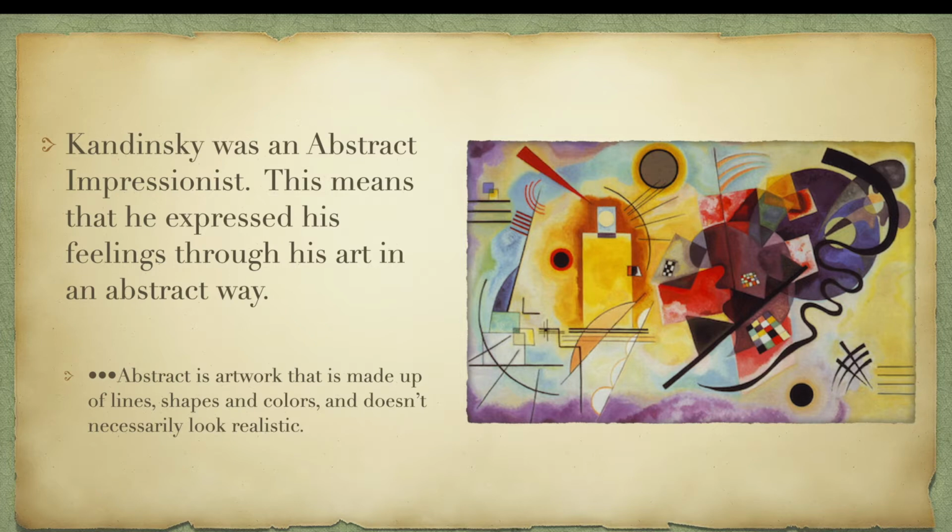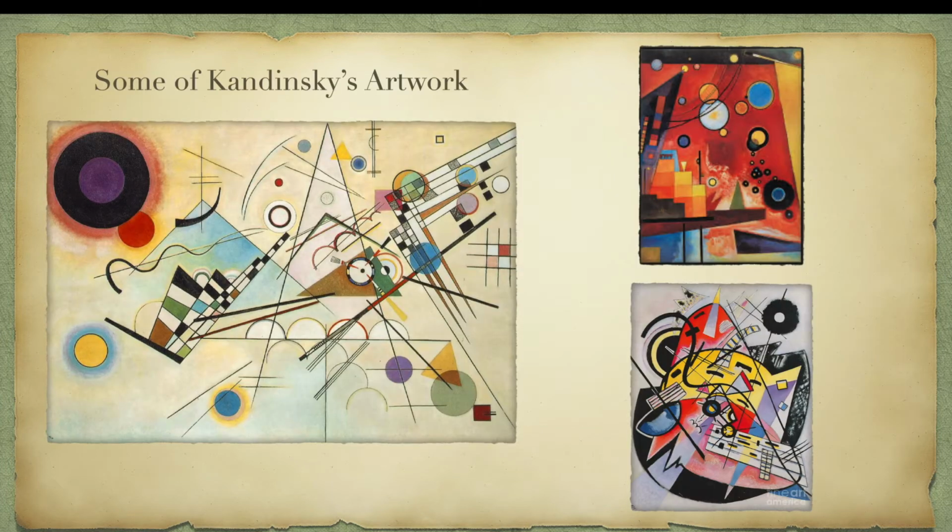As you have seen in these paintings that you've looked at so far, all of Kandinsky's work is very colorful and is only made up of lines and shapes and colors. For Kandinsky, his artwork typically didn't look like anything. You can't look at his picture and say, oh, that's a dog or anything like that. Here are just a few more of Kandinsky's artwork.